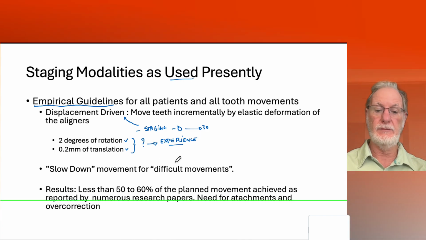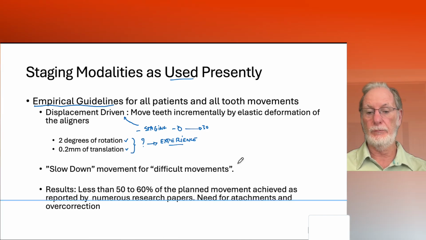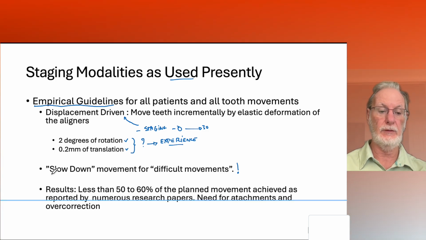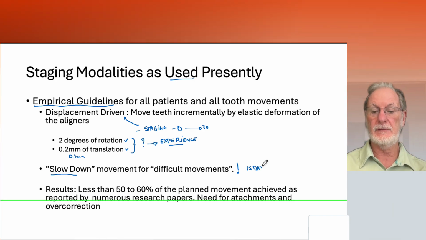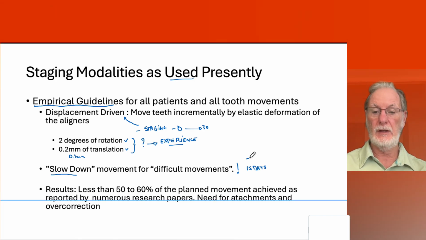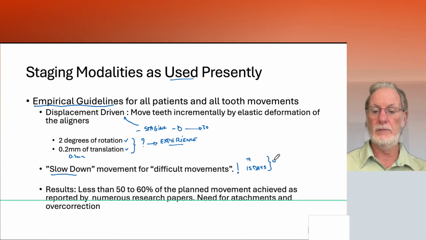They also have these very empirical movements. When you take conferences, they say slow down the movement. What does that mean? Well, it means that you may go to 0.01 millimeter translation, or if you have a difficult movement, you may want to use the aligners for 14 or 15 days instead of 7, which is again an observation. We don't really know which is better.